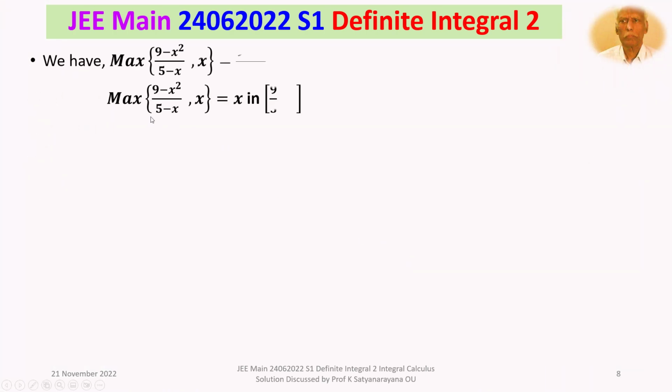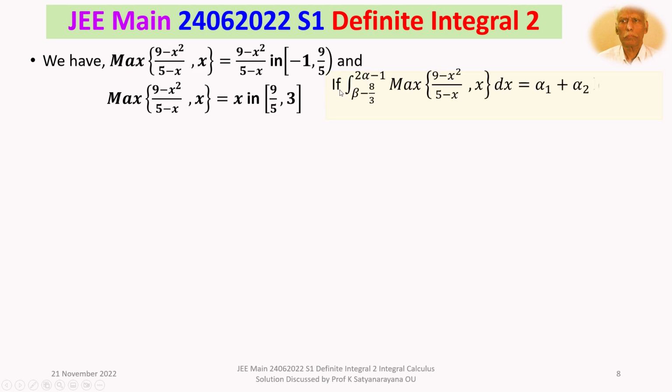So these are the things we have calculated, and what is it that we want to do? We want to evaluate this integral from beta minus 8 by 3 to 2 alpha minus 1 of the max of the two functions, first function (9 minus x square) by (5 minus x), and the second function x, with respect to x. And when evaluated, you will get alpha 1 plus alpha 2 logarithm of 8 by 15 to the base e. And what are these alpha 1 and alpha 2? Once we get them, we add them. That is our answer. So let's see.